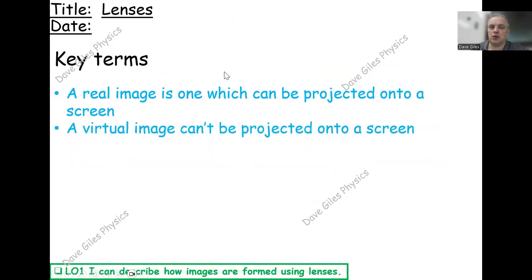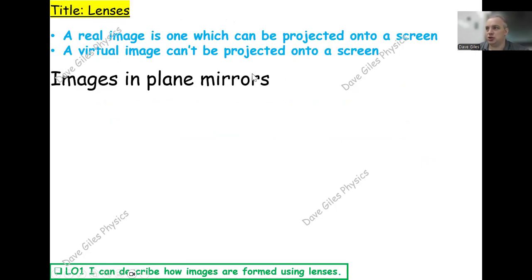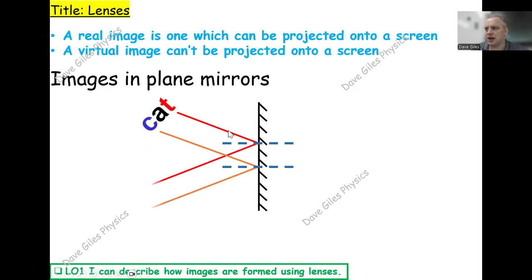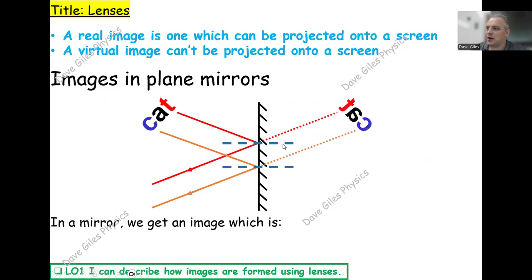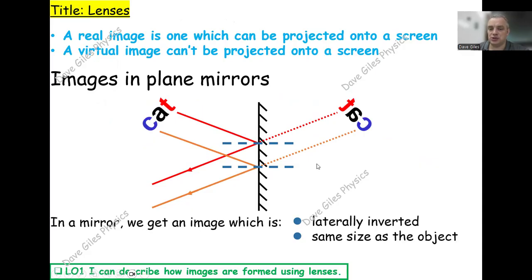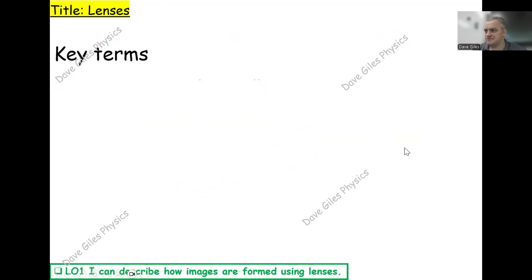And previously, we looked at using ray diagrams for things like reflection. So here, the word cat, we have the image. So we just draw two lines, one at the start of the word or the object, one at the end of the word or object. And angle of incidence equals angle of reflection. And you extend the line backwards to get where the image appears. And we get an image which is laterally inverted, same size as the object, and it is virtual. Now, it's a reminder that virtual just means that it can't be projected onto a screen.